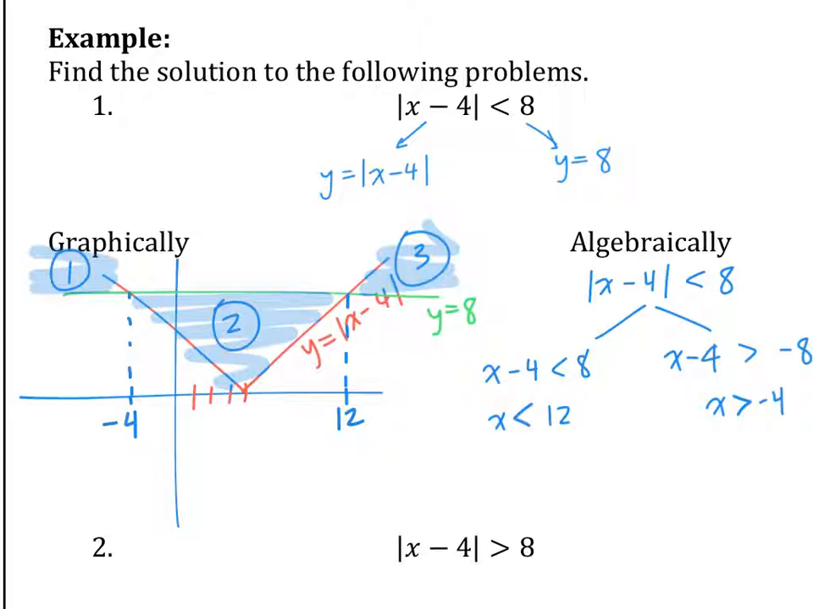Someone want to volunteer? Blake? Parentheses, -4, comma 12, parentheses. Good. So that's how you write it.